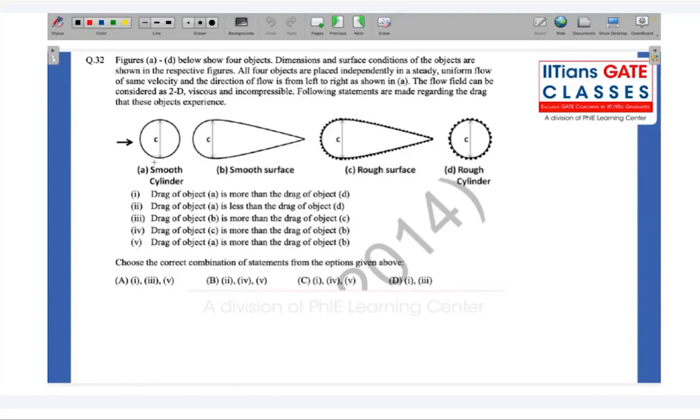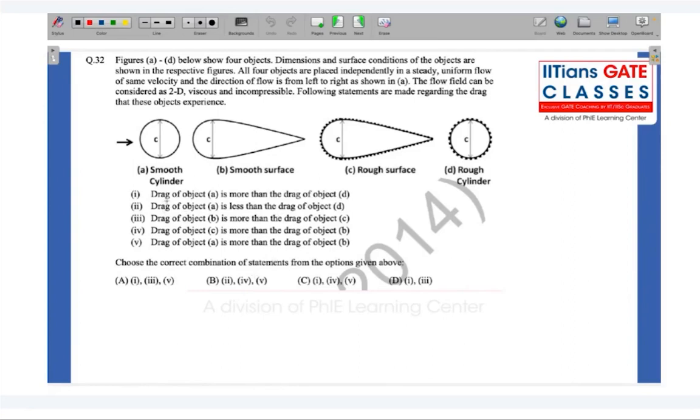So basically, they have 4 different objects, one which is a smooth cylinder of diameter C, one is a smooth airfoil with maximum frontal area around C. Other is a rough surface airfoil with the same frontal area, and then a rough cylinder with diameter C. They're asking which of the following statements regarding the drag are correct. So they're saying drag of object A is more than that of D, drag of object A is less than that of D, and so on. So we just need to figure out which is the right set of statements. All right. Let's look at the first statement.